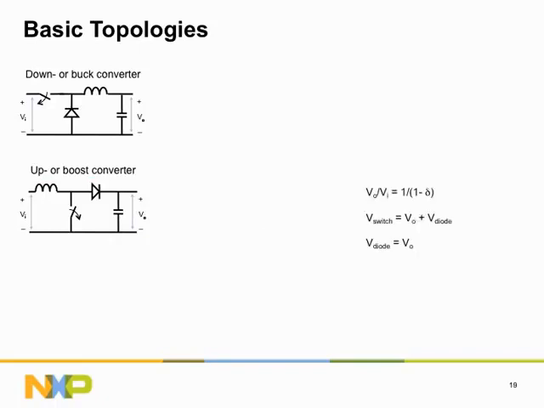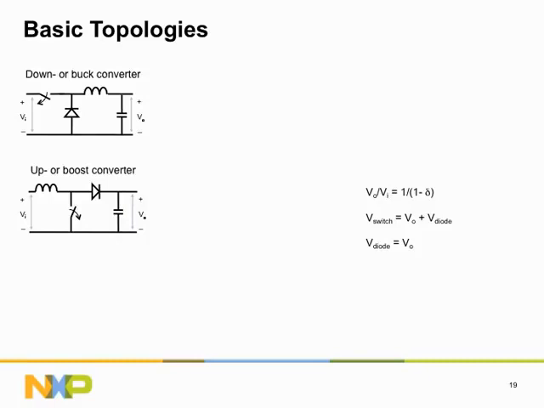Again, the relation between the input voltage Vi and the output voltage Vo is given in the first equation. The output voltage is equal to the input voltage divided by 1 minus the duty ratio, delta. As delta is always a value between 0 and 1, 1 minus delta is also a value between 0 and 1. And that results in the output voltage being always higher than the input voltage.